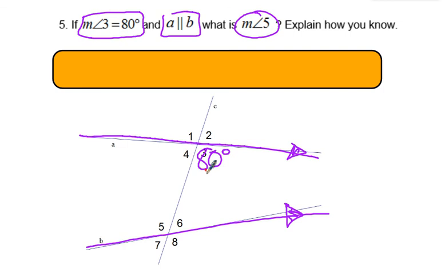Well, if you translate this angle down to here, it would have to match since the lines are parallel. And now you're vertical from angle 5, so that would have to match. And we see that they're both 80 degrees.